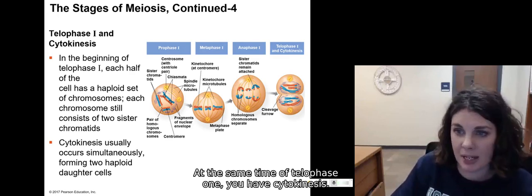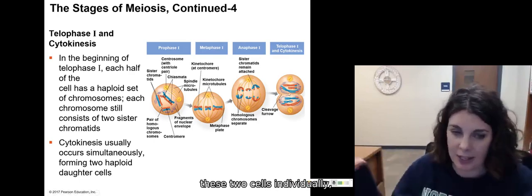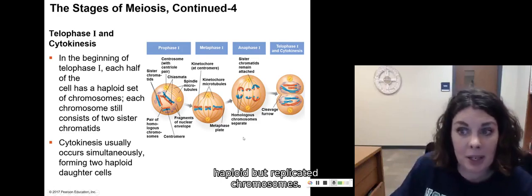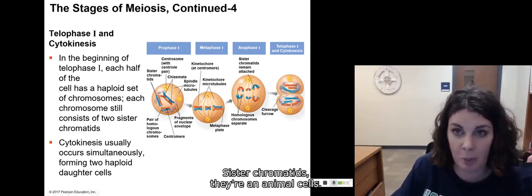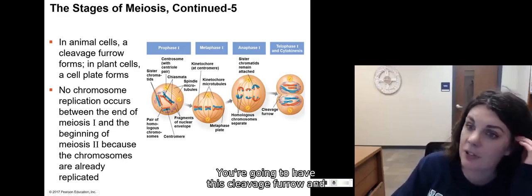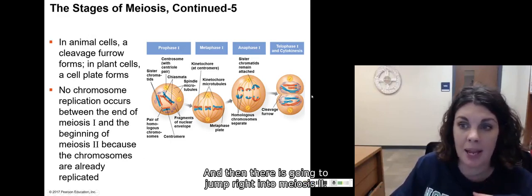At the same time as telophase 1, you have cytokinesis. So you can tell we have this cleavage furrow. This is an animal cell dividing into these 2 cells individually. Haploid, but with replicated chromosomes, so still sister chromatids there. In animal cells, you're going to have this cleavage furrow. In plant cells, you would have a cell plate forming.